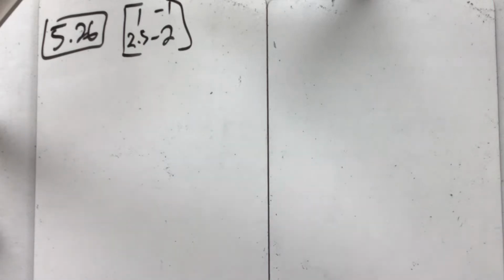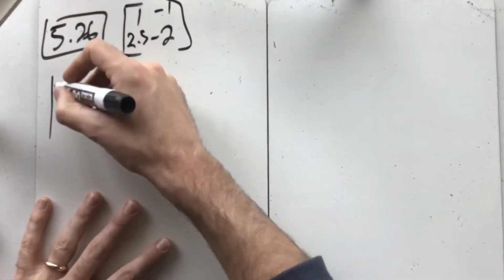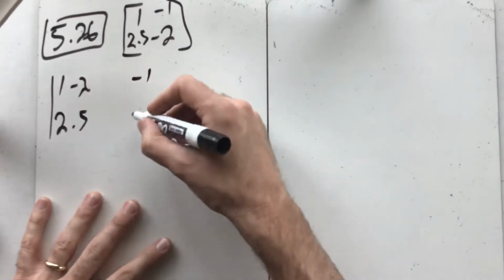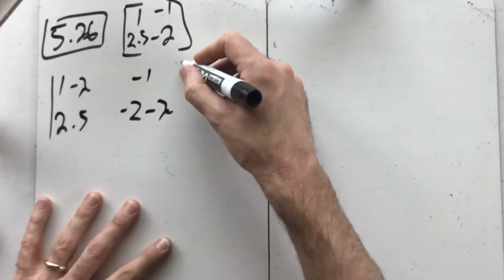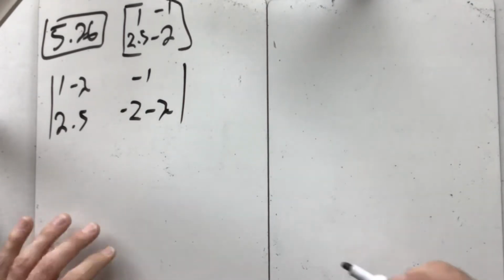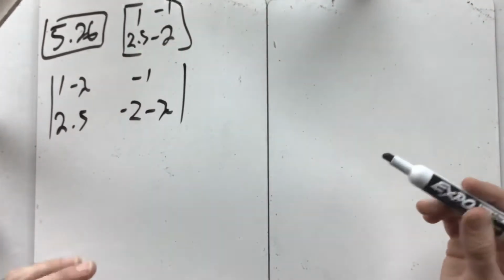Let's try to work out exercise 5.26, and to do this we will do the same things we've been doing all along, and that is we'll take the determinant of 1 minus lambda, negative 1, 2.5, and negative 2 minus lambda. It's going to be a little bit of a challenge because there's a decimal in here, but I don't think it'll be too bad for us.